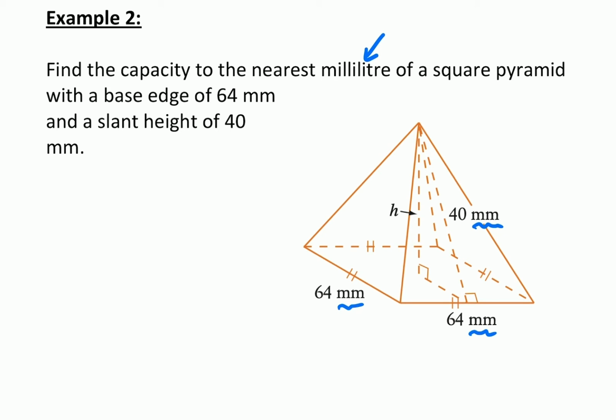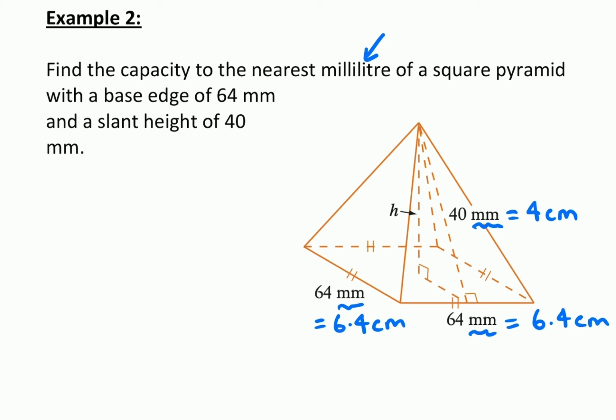We know that 40 millimeters is the same as 4 centimeters. 64 millimeters is just going to be 6.4 centimeters. And it's the same over here because it's a square pyramid. So that was pretty easy. Now we know we're going to get our volume in cubic centimeters. Okay, so let's find the volume of this square pyramid.